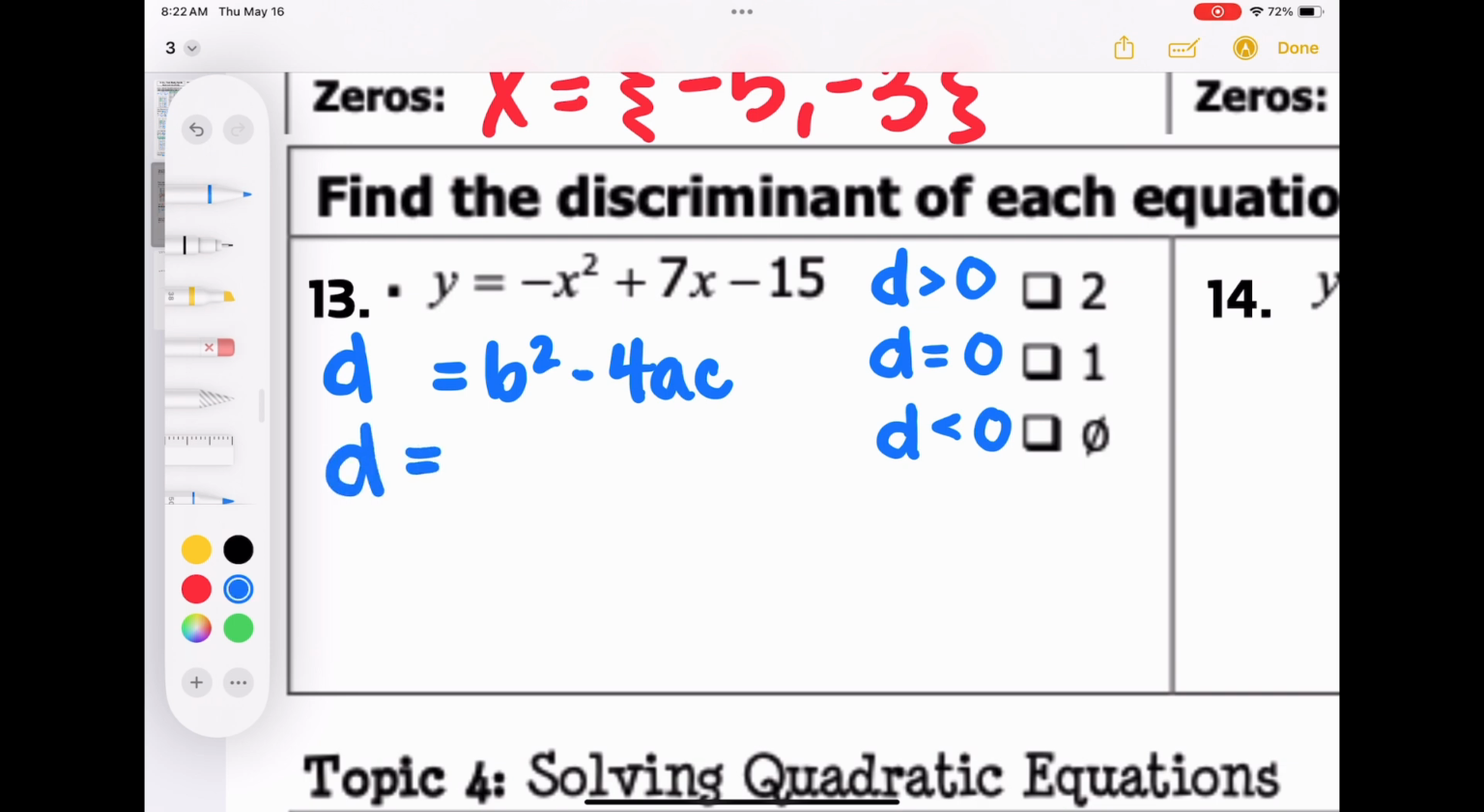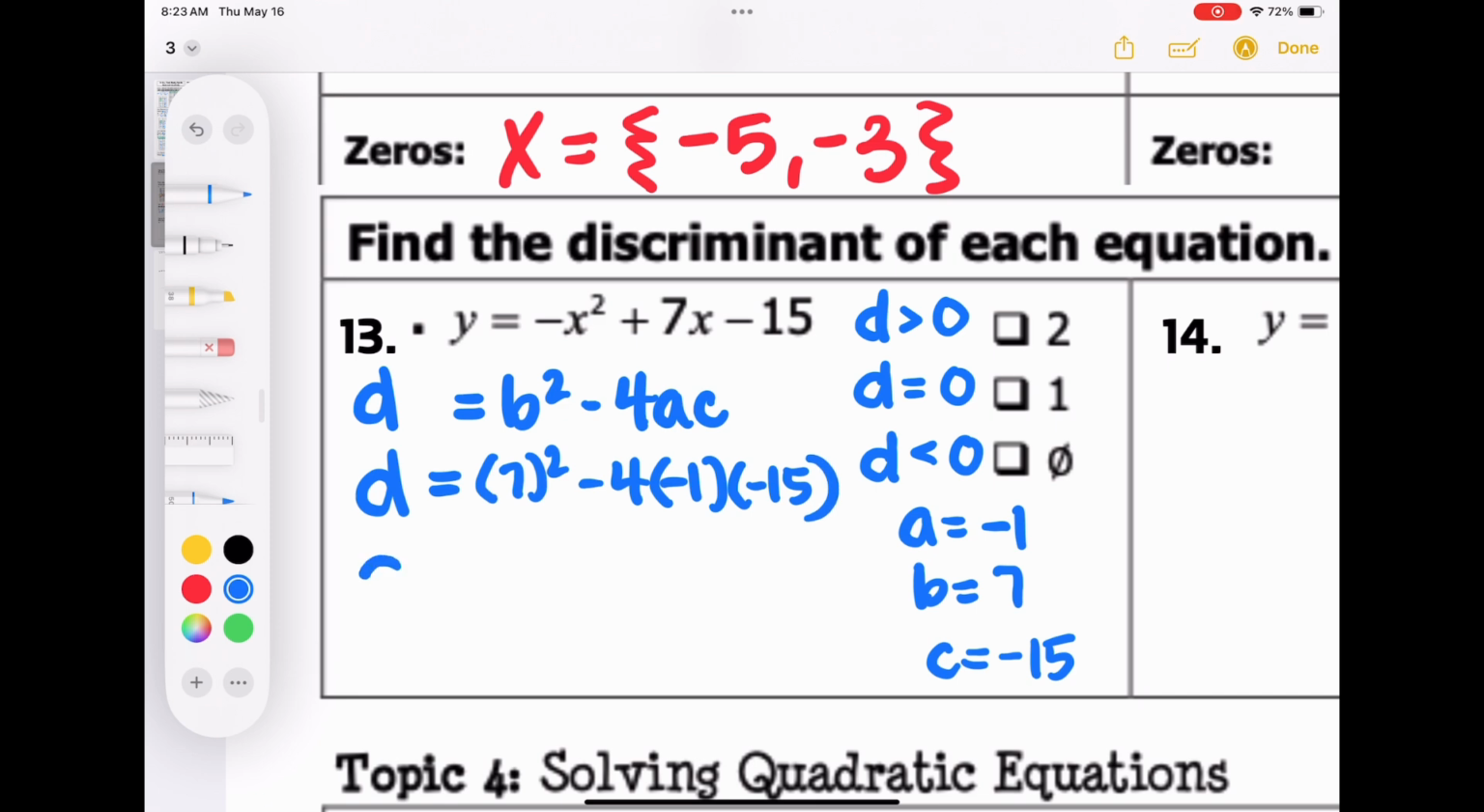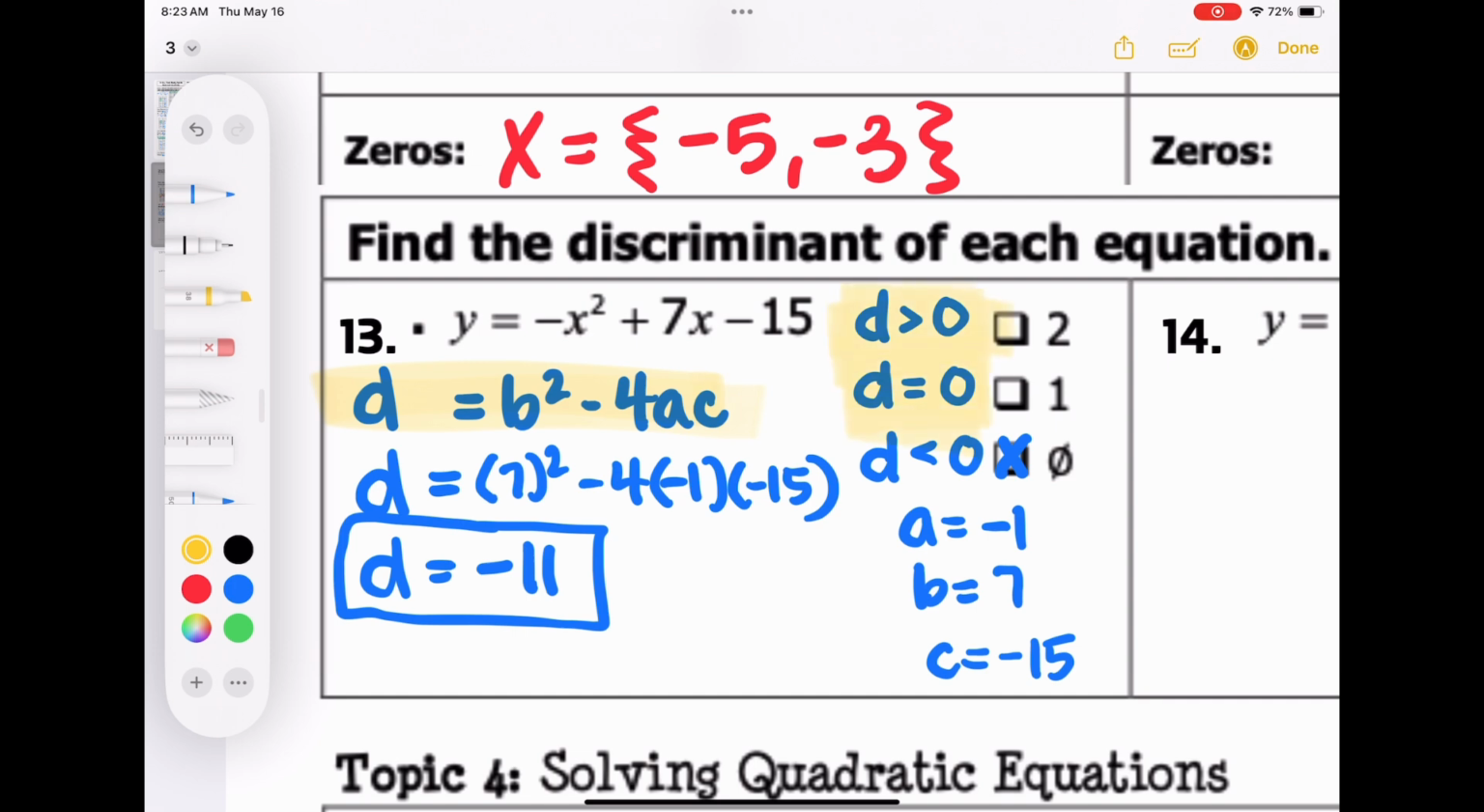So now I'm going to fill in my information for this problem. My a value is -1, my b value is 7, and my c value is -15. So now let's plug those in. 7 squared minus 4 times -1 times -15. I'm going to type all of that into my calculator, and it's going to give me -11. Since -11 is less than 0, that tells us that we're going to have no solutions for this problem. So be sure to write these formulas on your study guide so that you'll have them on the test.